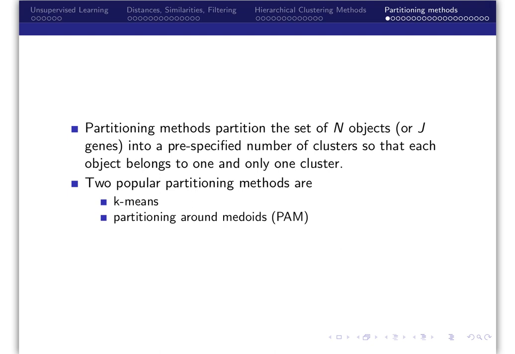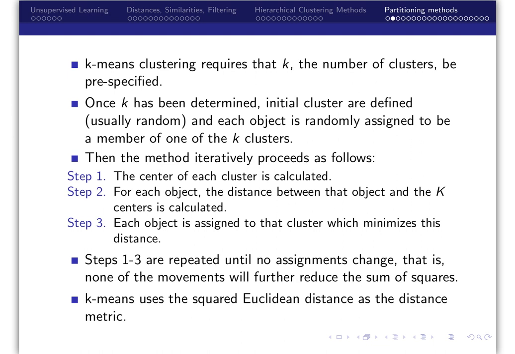Partitioning methods are another way to cluster data. Two primary methods include k-means clustering and partitioning around medoids clustering. K-means clustering requires that k, the number of clusters, be pre-specified. Once k has been determined, initial clusters are defined, usually at random, and each object is randomly assigned to be a member of one of the k clusters.